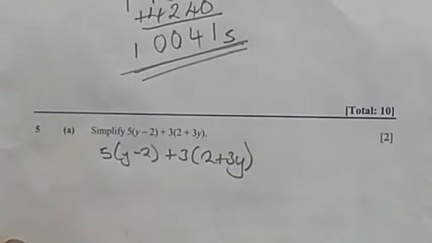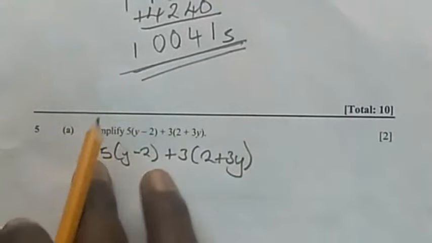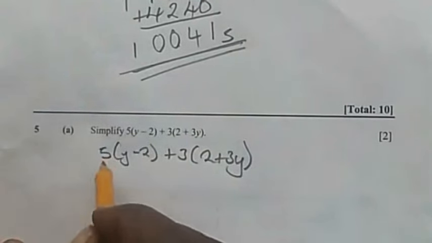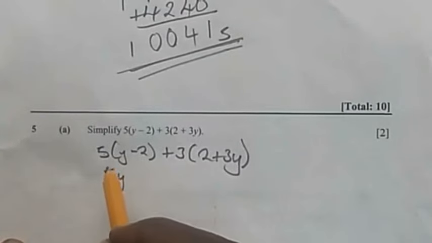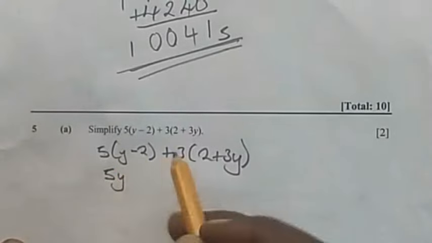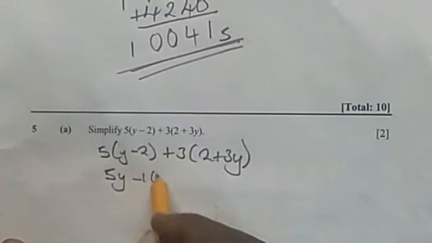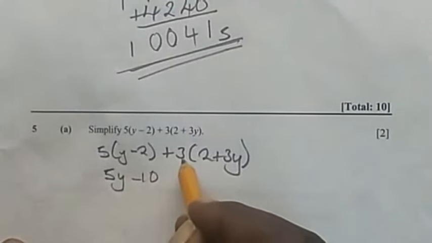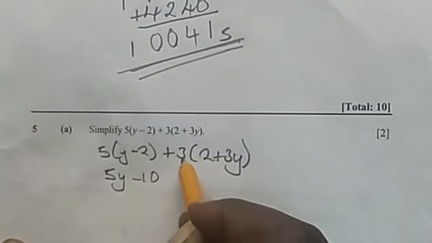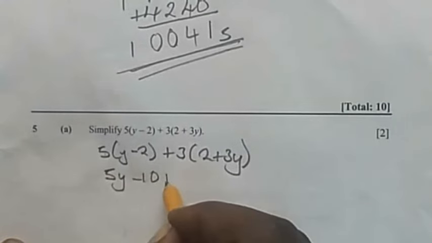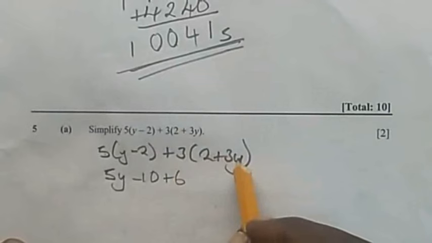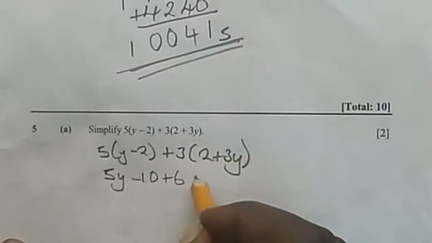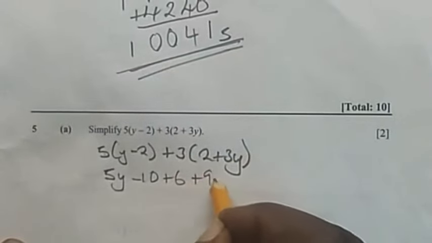Then what I'm going to do first is expand these two terms. So 5 times y will give me 5y. Then 5 times negative 2 will give me negative 10. Then plus, first we're going to multiply 3 by 2, which will give me 6, so it's going to be plus 6. Then 3 by 3y will give me plus 9y.